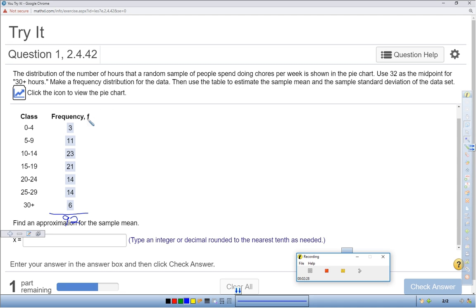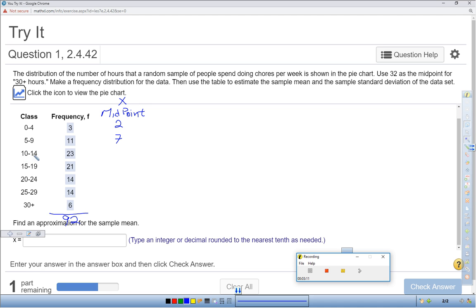Now I need to add another column showing the midpoint. In the example provided here, the midpoint is represented by just an X. So you can use the midpoint or the X value. The midpoint between 0 and 4 is 2. The midpoint between 5 and 9: remember, to get this number, we add 5 plus 9 and divide by 2. Let me do it in my physical calculator. 5 plus 9 divided by 2 gives me 7. So here the midpoint is 7.